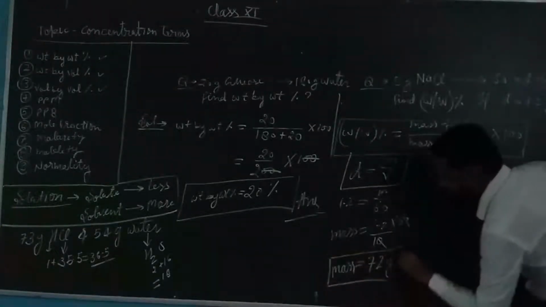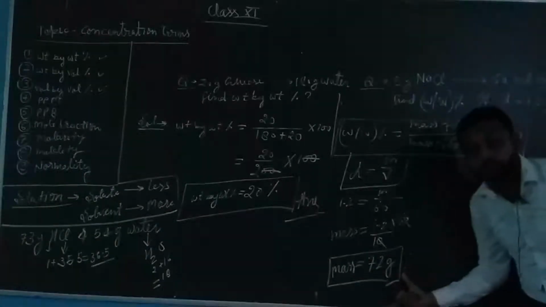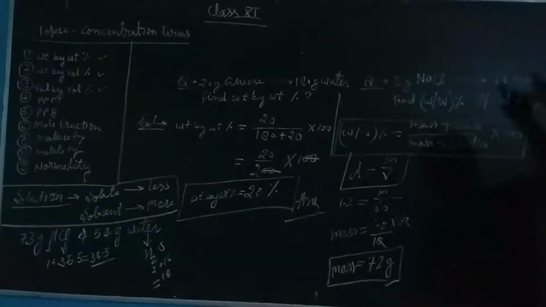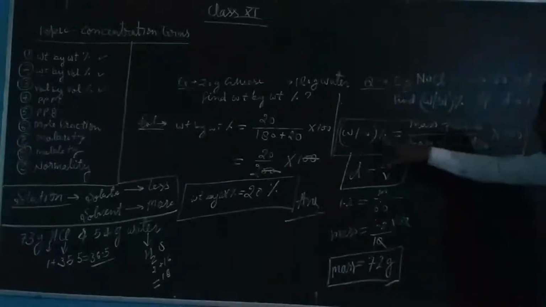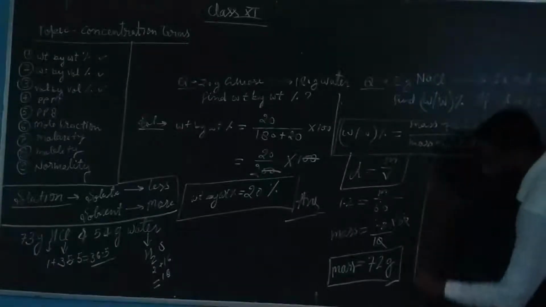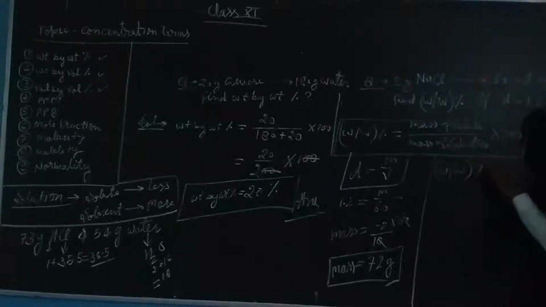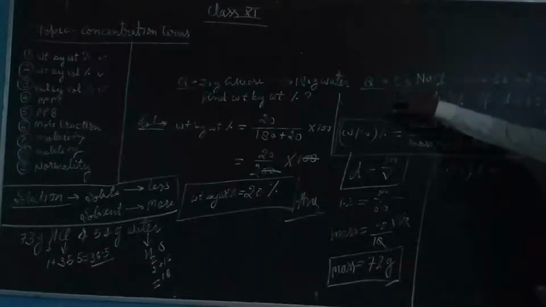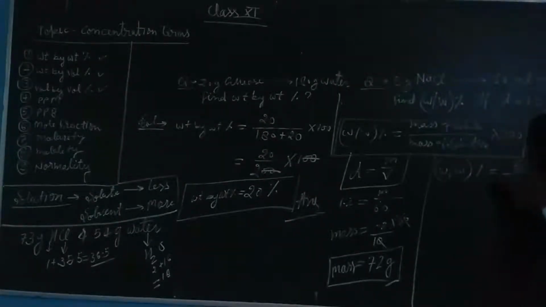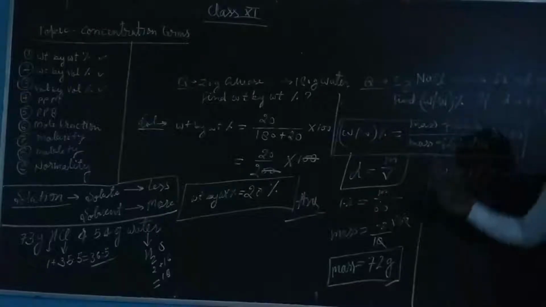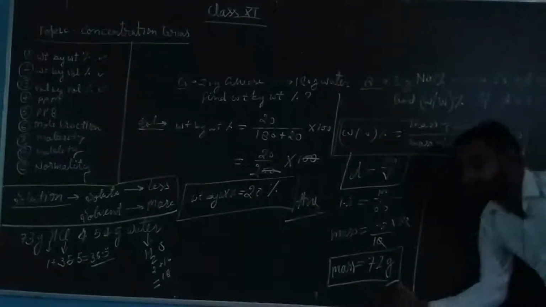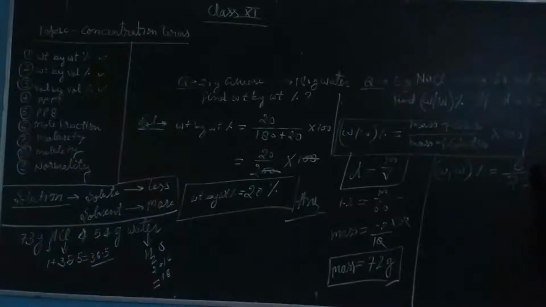The mass of solution is 72 gram, and the volume was 60 ml of solution. So from this mass we can find out the weight by weight percent. Weight by weight percent is equal to mass of solute, which is given as 5 gram, upon mass of solution, which here is 72 gram, into 100.